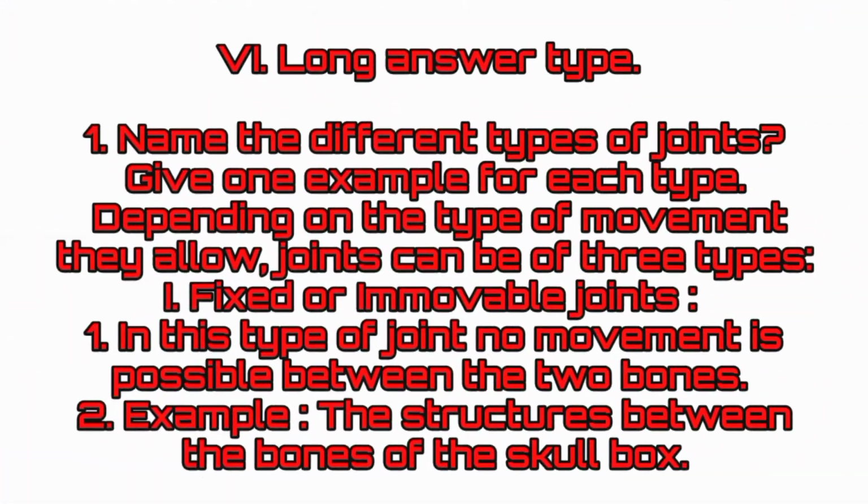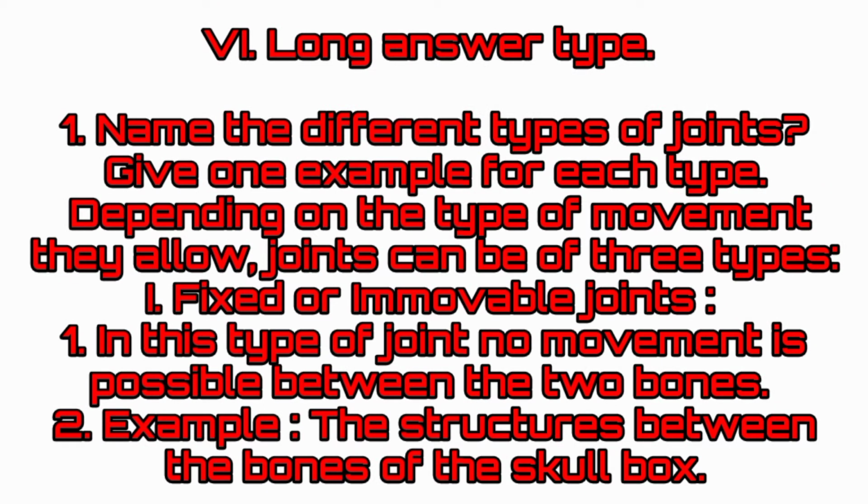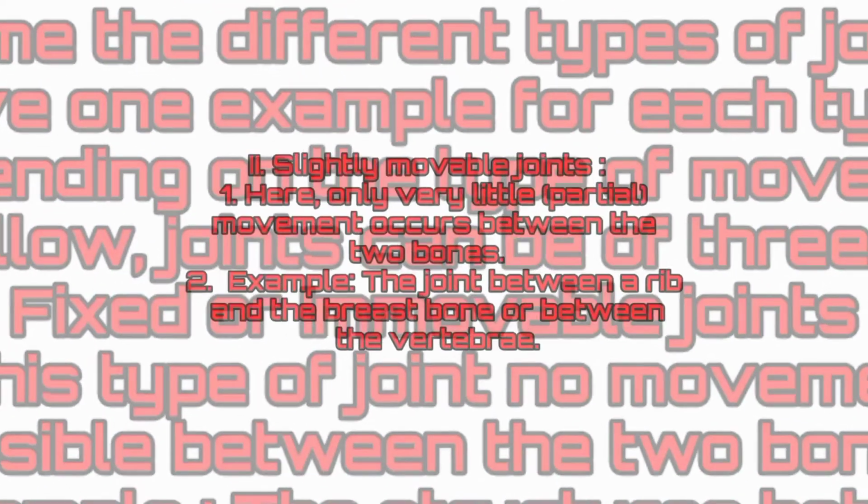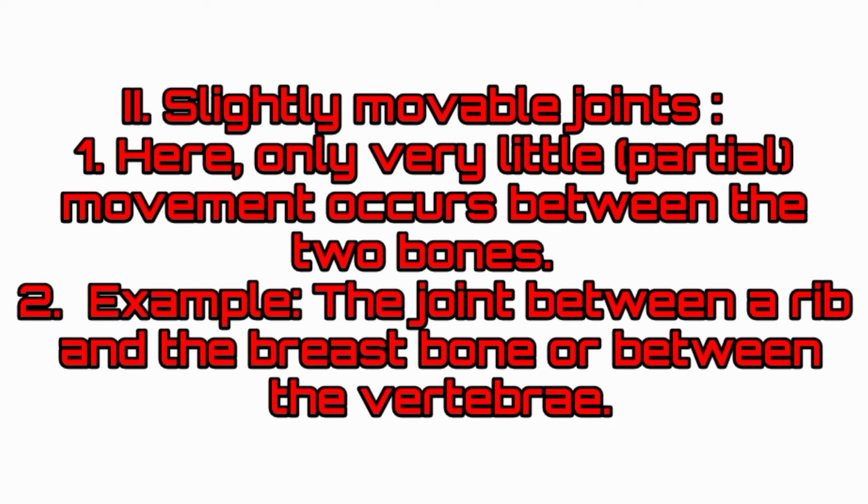Answer in detail. Name the different types of joints. Give one example for each type. Depending on the type of movement they allow, joints can be of three types: fixed or immovable joints. In this type of joint, no movement is possible between the two bones. Example, the structures between the bones of the skull box. Slightly movable joints, here only very little, that is partial movement occurs between the two bones. Example, the joint between a rib and the breastbone or between the vertebrae.